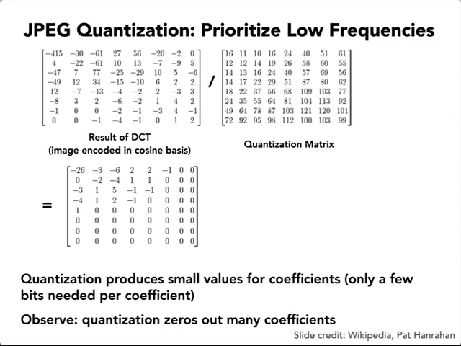This is occurring, you could do it in floating point and then round as well, but this is occurring in fixed point integer arithmetic. So after you do these divisions, these small values in the DCT coefficients divided by high values in this quantization matrix result in a lot of zero values, averaged out to zero in integer fixed point math.